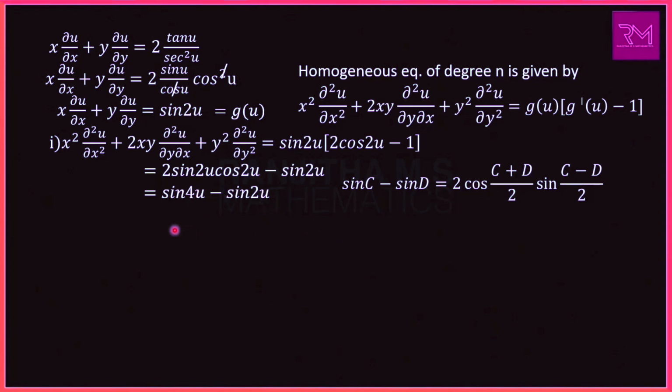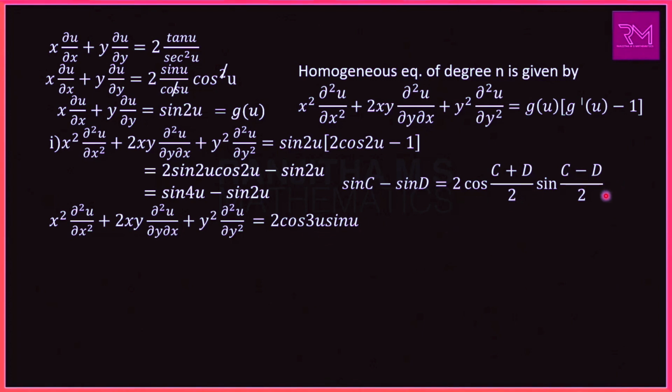Substituting these values, we get x² ∂²u/∂x² + 2xy ∂²u/∂y∂x + y² ∂²u/∂y² as, with c as 4u and d as 2u, 2 cos((4u+2u)/2), that is 4u plus 2u is 6u, by 2 is 3u, so 2 cos 3u, into sin((4u−2u)/2), that is 2u by 2 is u itself. Hence we get the value 2 cos 3u sin u. We have shown that x² ∂²u/∂x² + 2xy ∂²u/∂y∂x + y² ∂²u/∂y² is equal to 2 cos 3u sin u.